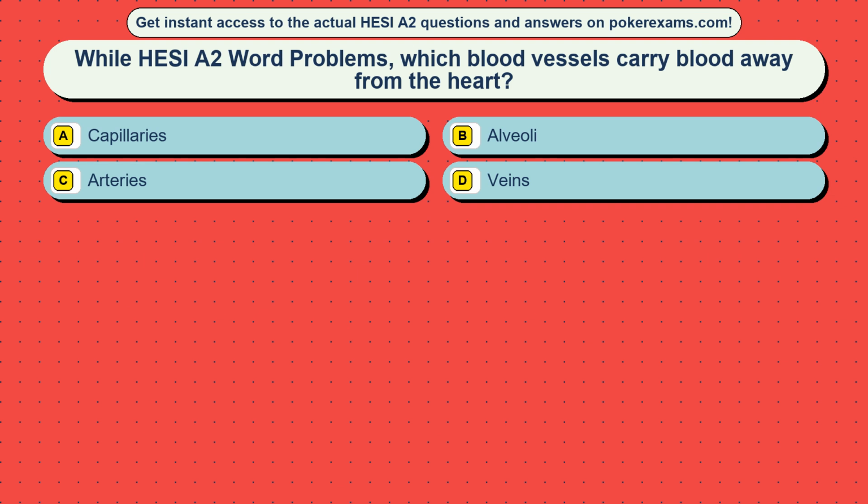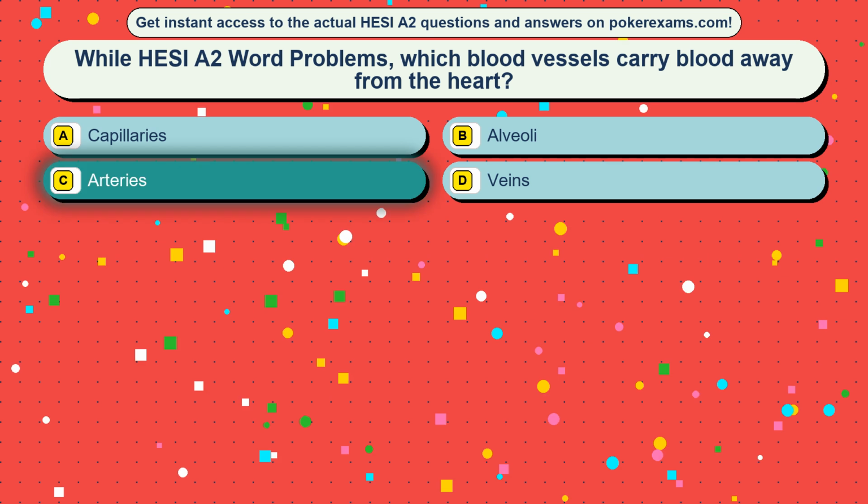Question 27. While HESI A2 word problems, which blood vessels carry blood away from the heart? Option A, capillaries. Option B, alveoli. Option C, arteries. Option D, veins. The correct answer is option C, arteries.